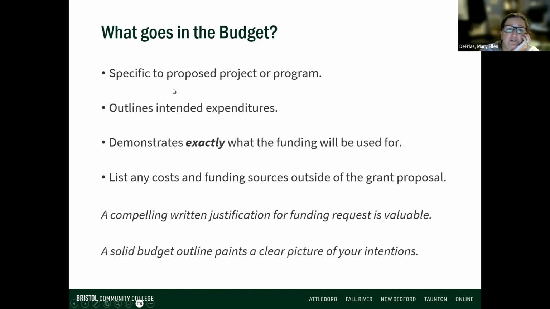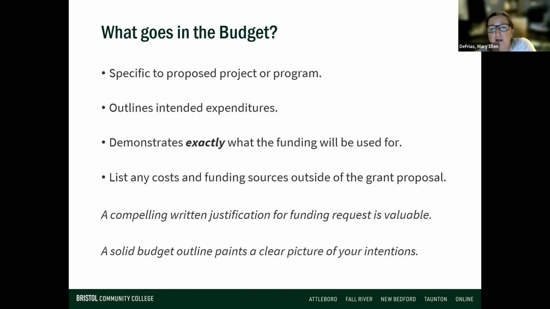What goes into the budget are specifics to your project or program: what you intend to buy, what your expenditures are. You want to show exactly what funding will be used for. So if you have a loan from the bank, you are going to use that to pay for your initial supplies and for your rent for a year. That's the plan for that. Then as you sell the service or the items in your store, that funding will be reinvested into replacing the stock that you need.